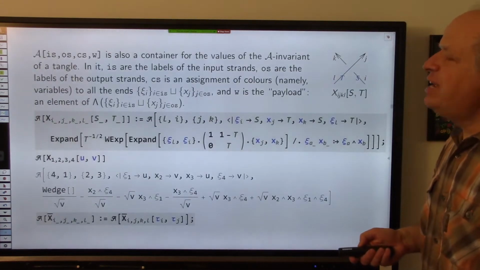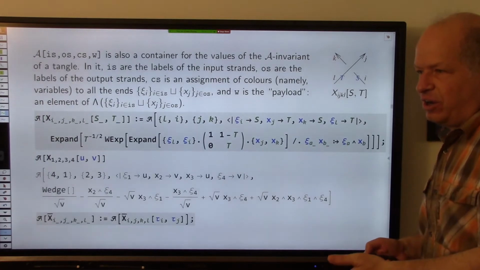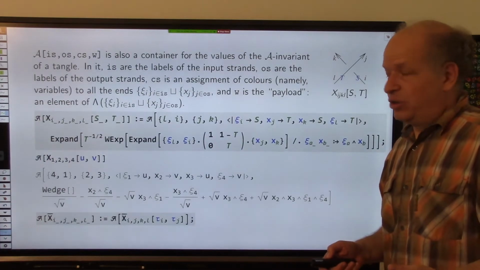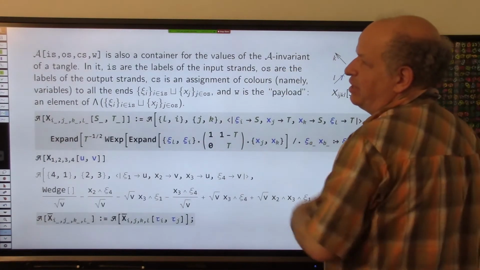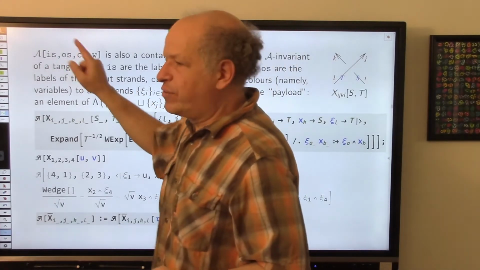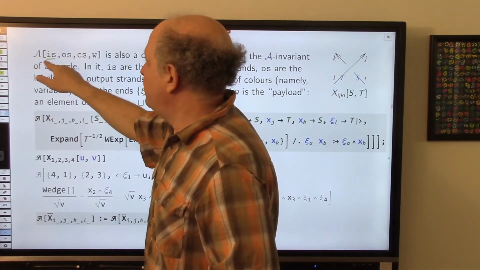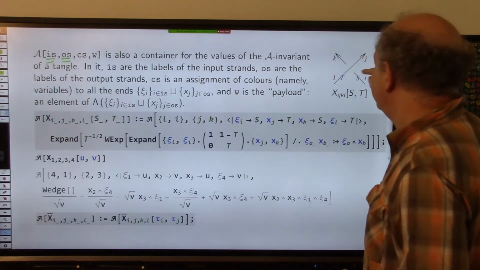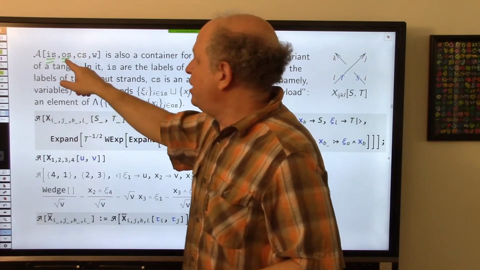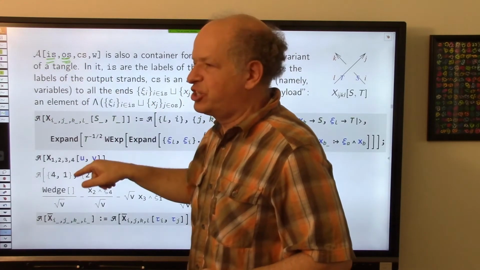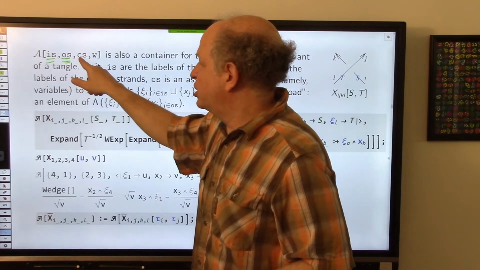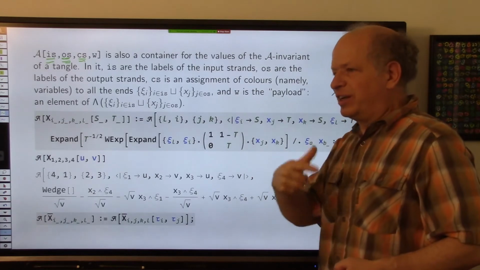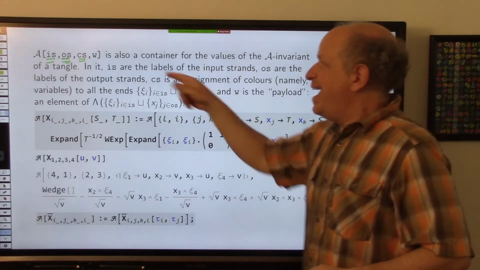Next, I implement a container for elements in A. Okay? So an element in A is really a quadruple: a list of input strands, a list of output strands, a list of input ends, so a list of Greek letters, a list of Latin letters, output strands, a list of colors. So a rule that assigns to each end a color and a payload.